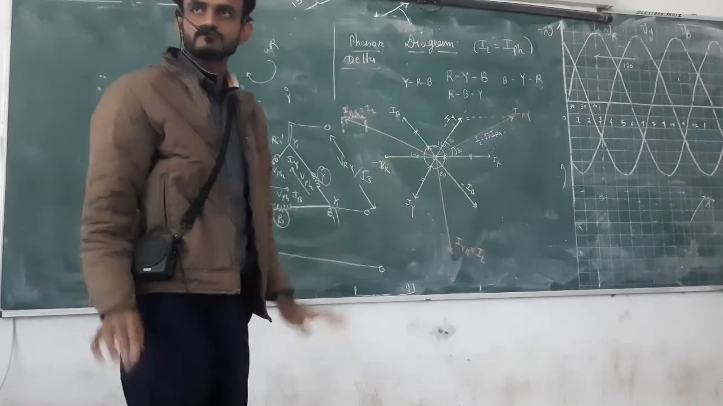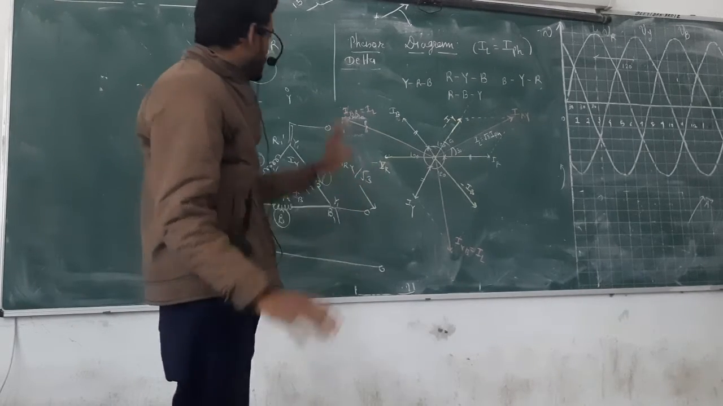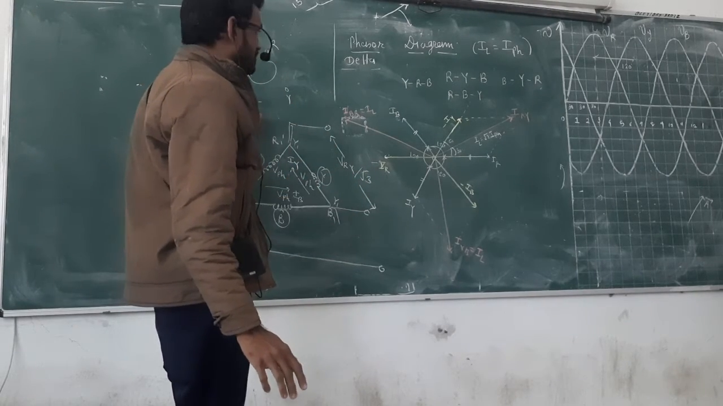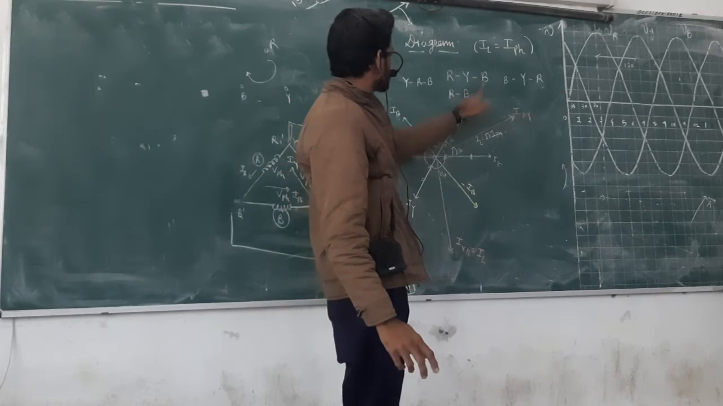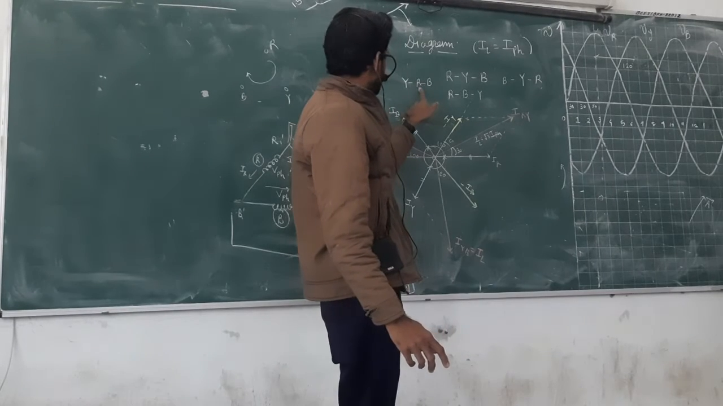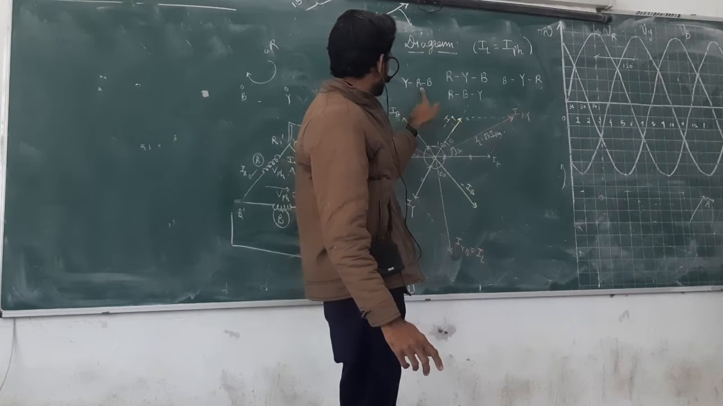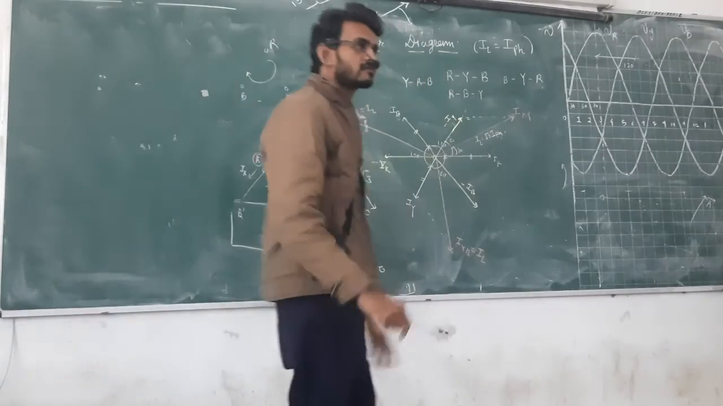Okay, got it? This idea? R, Y, B is going in this way. You just change any two letters. Interchange any two letters, B here, Y there, anticlockwise. Here we have changed R and Y. Here we have changed R and B. The sequence will be reversed.